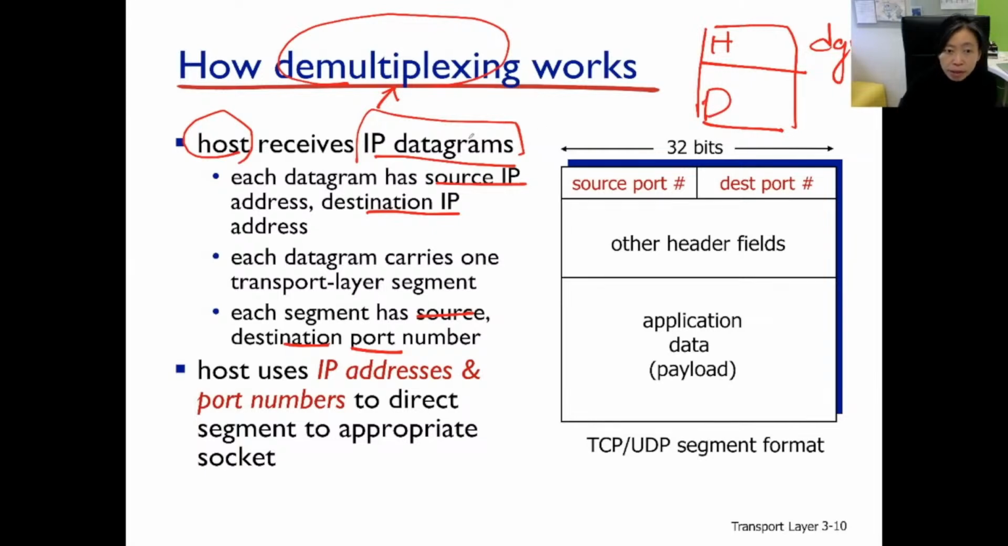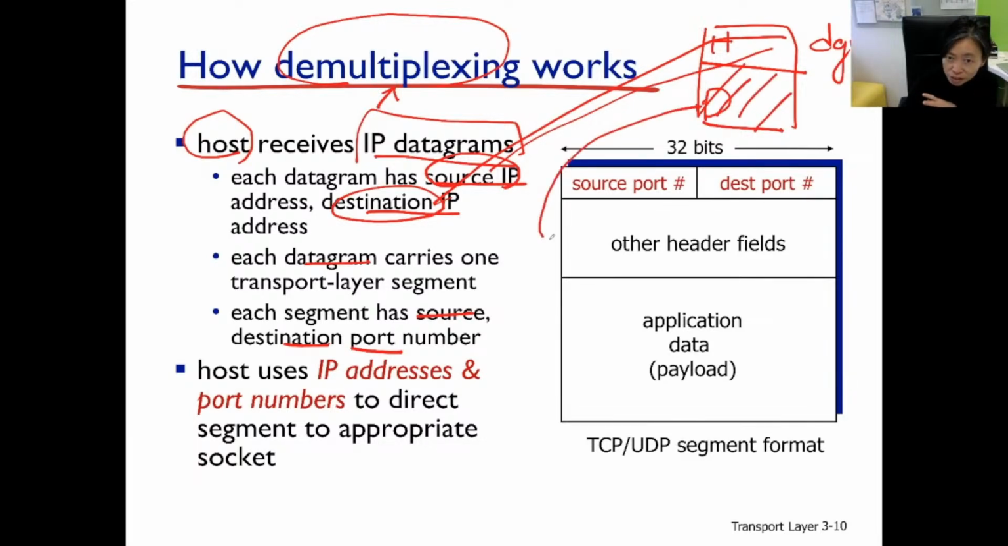Inside the header, there are these fields, the source and the destination IP addresses. So this information is kept there. It's network layer information. And each datagram also carries a transport layer segment, which is the data part of the IP datagram. So this here is exactly what's depicted on the side here.